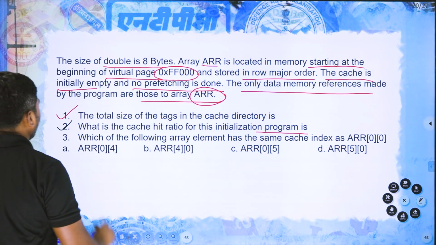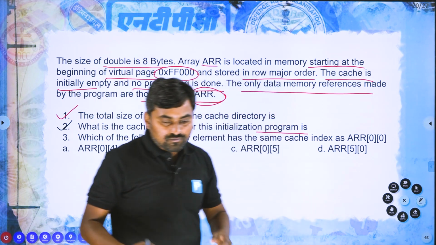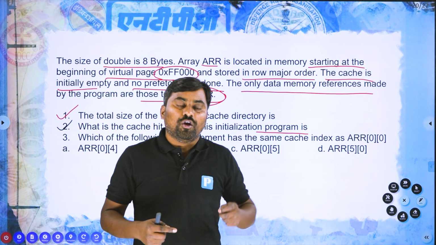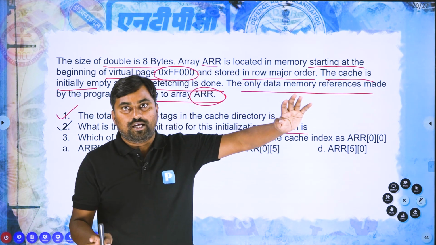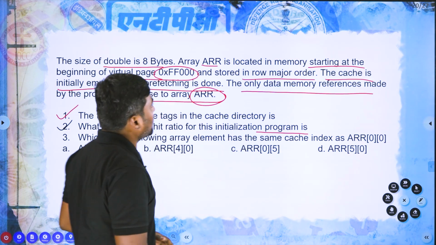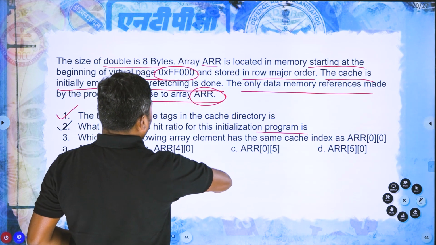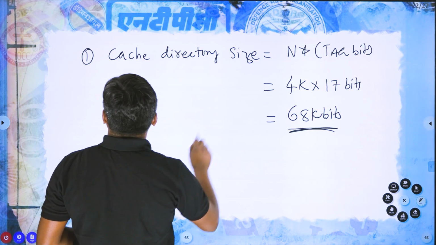Second question: what is the cache hit ratio for this initialization of the program? To answer this question, we need to understand the memory pattern, how we stored, and the cache pattern also, so that we can answer this second question. Let me arrange this thing. Fine, so the first question is done.